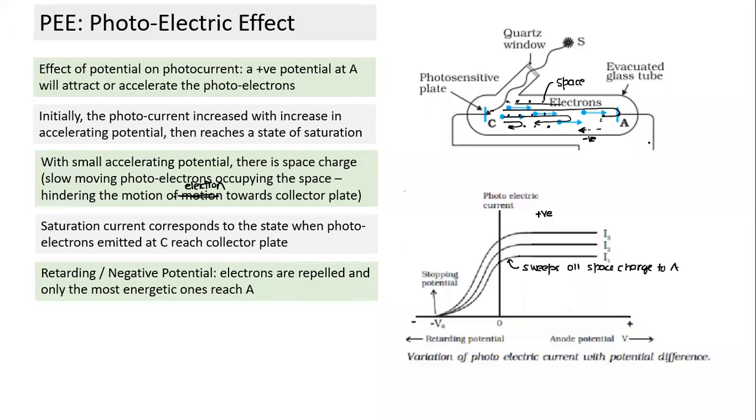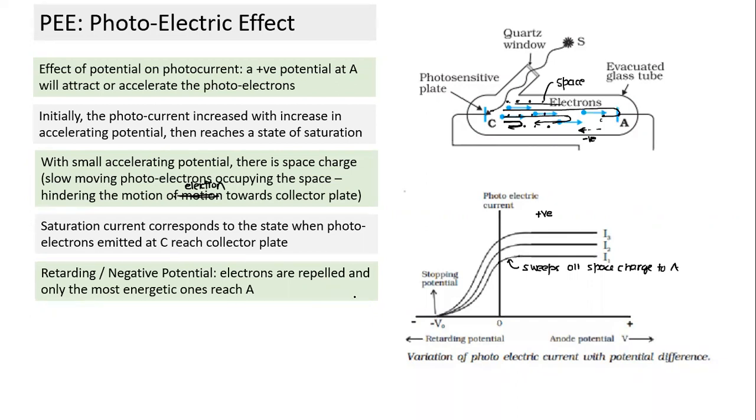Effect of negative potential: the force will act in the retarding direction. The different electrons which are emitted have different kinetic energy. A slow moving electron will travel a small distance and reverse. A little faster one travels more distance. Only the faster ones which have adequate kinetic energy will reach the plate. So as I keep increasing this potential, a lesser and lesser fraction of electrons will reach plate A. So the current will keep decreasing.